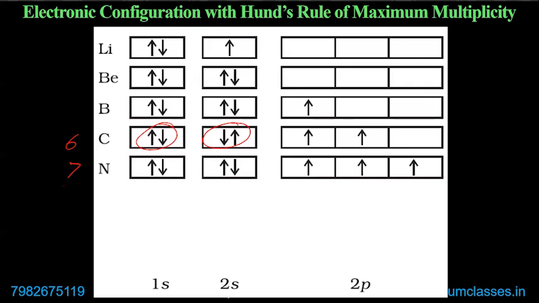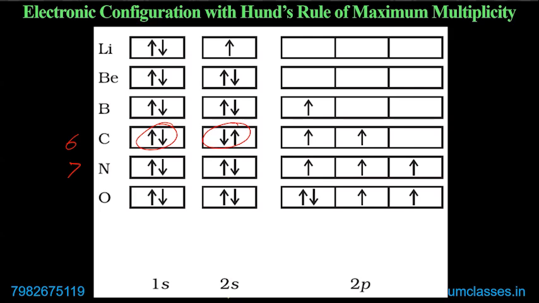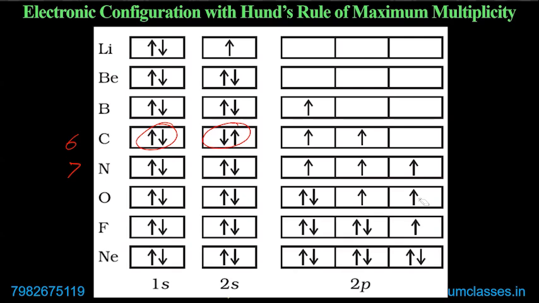Nitrogen, 7 electrons. In oxygen, now pairing will take place. Here, the next electron will pair in the first p orbital. After that, here, after that, here, pairing will take place. 8 electrons are there in oxygen. Oxygen has 8, fluorine has 9, neon has 10.